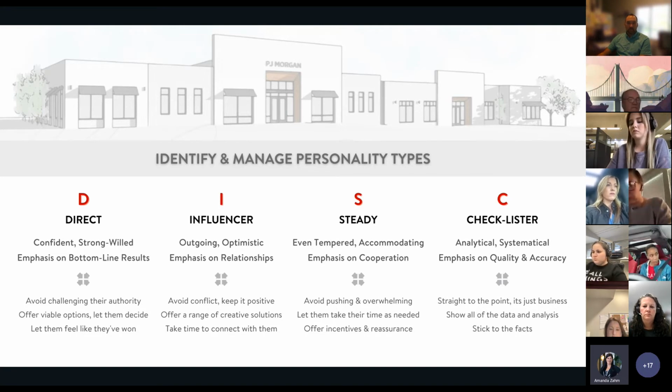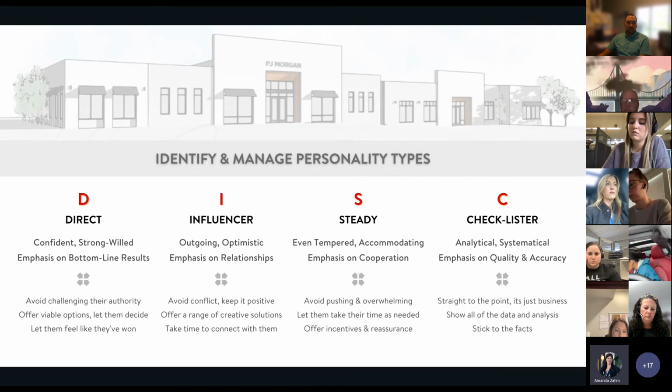It's all about business. Influencers are usually more focused on the relationship, making this more personal. They like to keep it positive and offer ranges of solutions. Sometimes it can really help to make a connection with these types of people to get the deal done. And then we've got steady people. They're more even-tempered. Their emphasis is on cooperation, so just making everybody happy, everybody working together, and everybody reaching the same end goal.